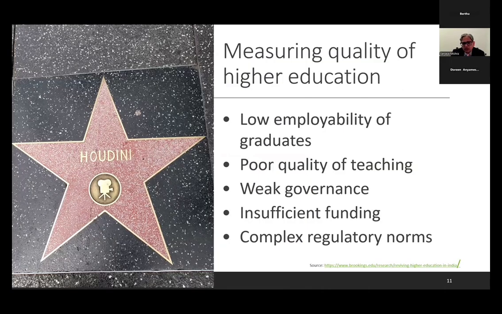But measuring quality always comes with certain issues and challenges. Those issues are normally identified in higher education. What are the problems of higher education? They include the low employability of graduates, poor quality of teaching, weak governance in the institution, insufficient funding, or complex regulatory norms, especially for distance and online learning in different countries. So the whole quality domain in higher education is already complex due to the issues that the higher education system is already facing in many countries around the world. And within that, we are looking at quality for digital education.